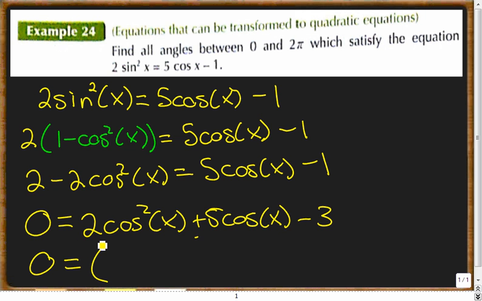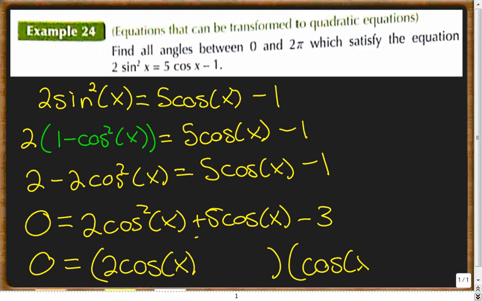I see that 2 and 3 make 6, which is really close to 5, so that could be a really big hint for me. Instead of being like 2x, I'm going to have 2 cosine of x as one of my options, and the other side is going to be a cosine of x. It's the same idea as factoring with other variables, except now we're using functions.